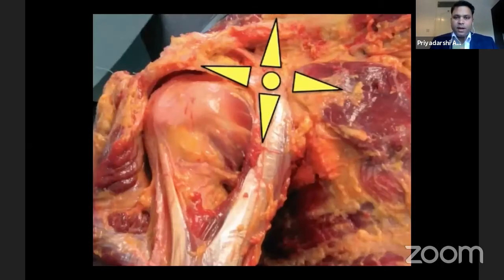Now, if you look at the cadaveric image, it's also called the center of the star. That's a coracoid process with four attachments in different directions. Inferiorly, that's the conjoint tendon. That big muscle is pectoralis minor. That's the coracoclavicular ligament, and that one is the coracoacromial ligament.